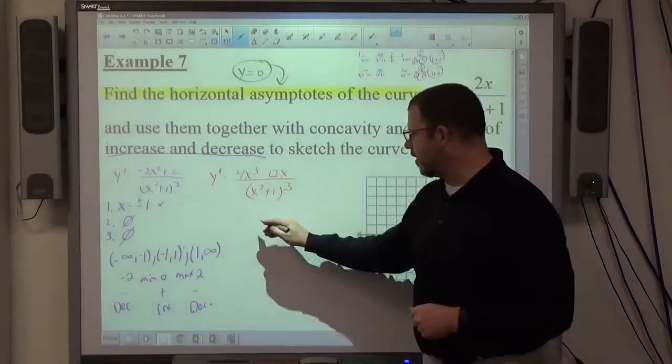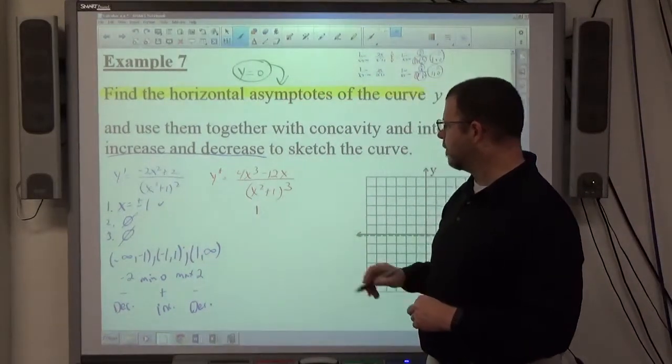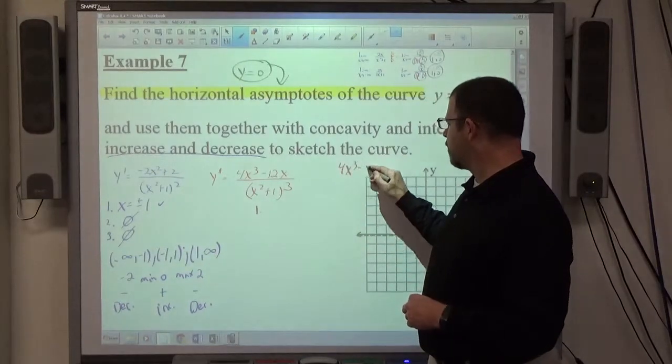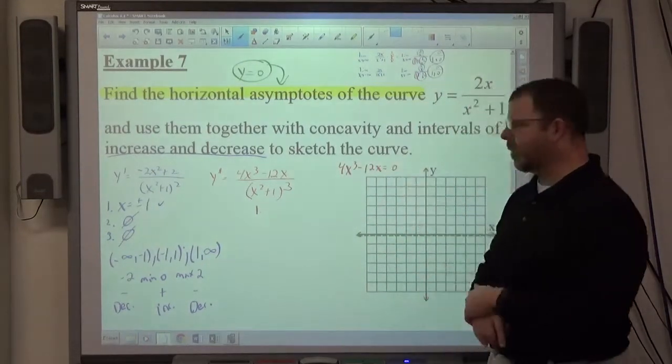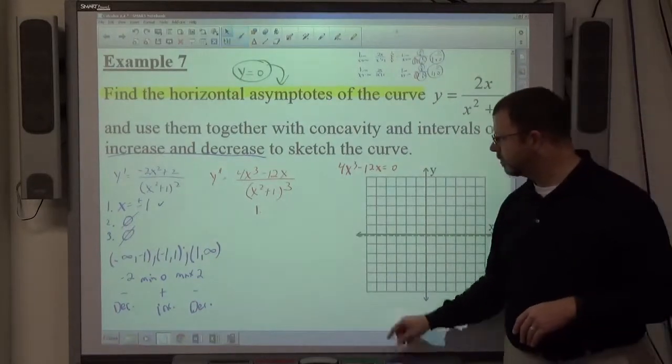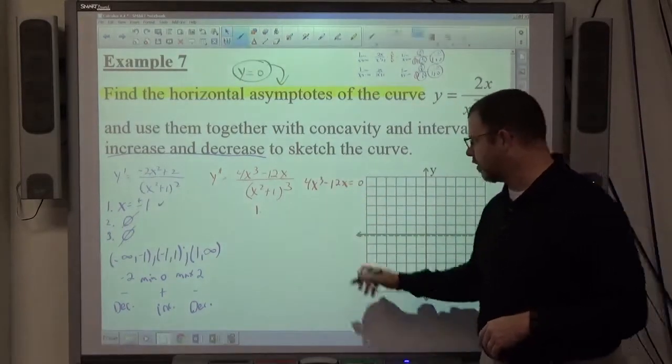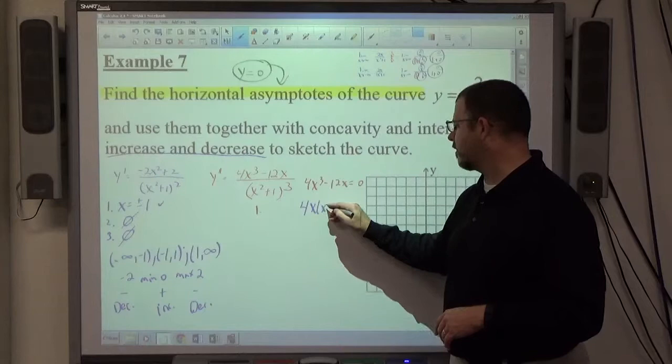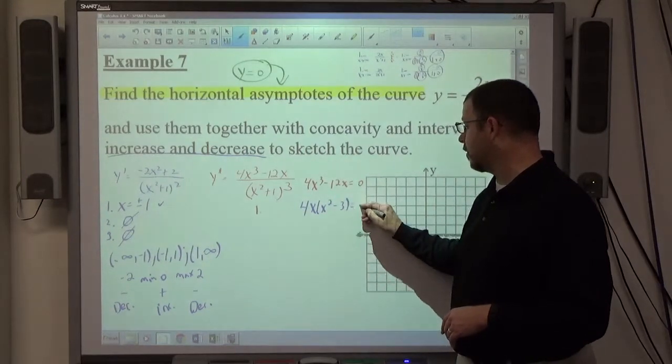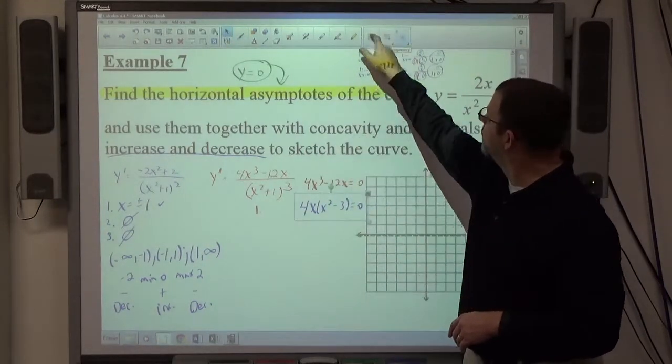Second derivative, criterion 1. When does the top equal 0? 4x cubed minus 12x equals 0. How do we solve that? Take a 4x out. Very good. Take the 4x common factor out. That leaves me x squared minus 3 equals 0. Then what do we do?